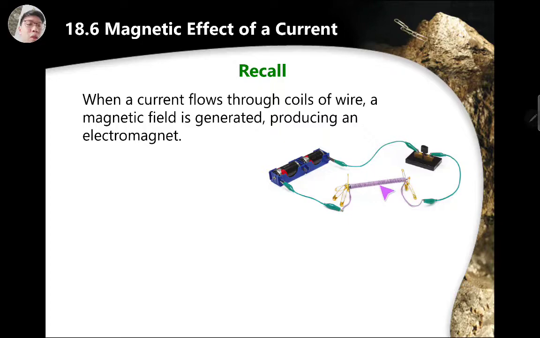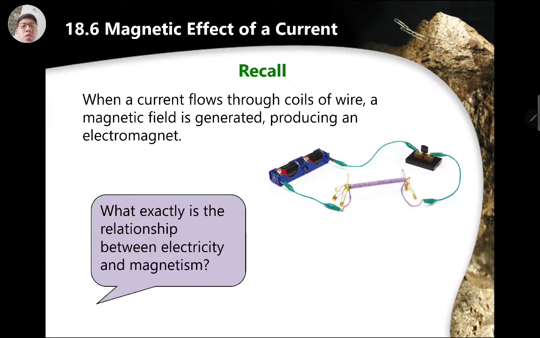Basically, we know that when you have a coil, the magnetic field aligns the magnetic domains inside the iron core, right? Then producing an electromagnet. So we know that there's already a relationship between electricity and magnetism. So the question we're going to ask ourselves is exactly what is that relationship between electricity and magnetism, right?